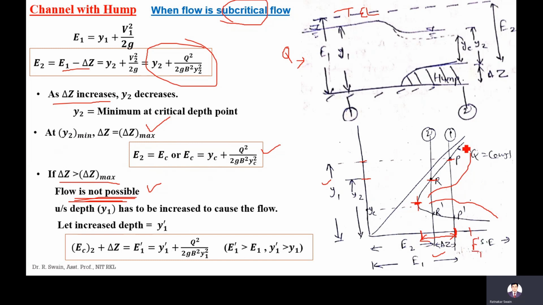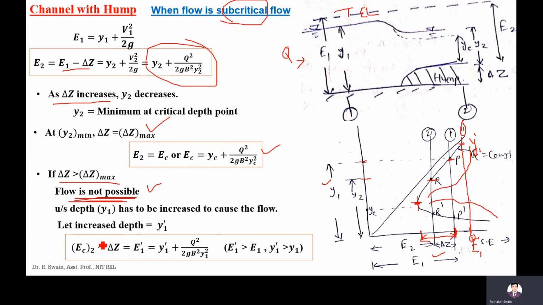E1 dash. So your new section will be for section 1. Section 1 will change. Upstream depth Y1 has to be increased to cause the flow. So E1 at section 1, you have to increase the specific energy, so you have to increase the flow depth. This will be Y1 dash.